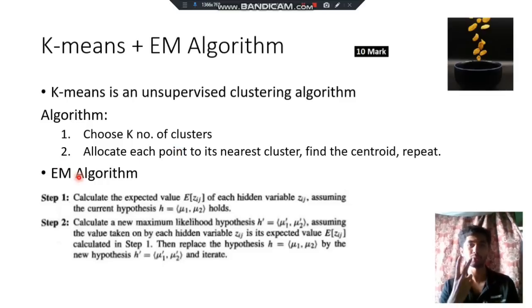EM algorithm is a two-step process: find the expected value. Take a hypothesis, update that value by finding out the hidden value, and keep on doing this until you find a consistent hypothesis value by using maximum likelihood. Okay, that's all. Two-step process. Two formulas are there. You can refer to the notes for more information.